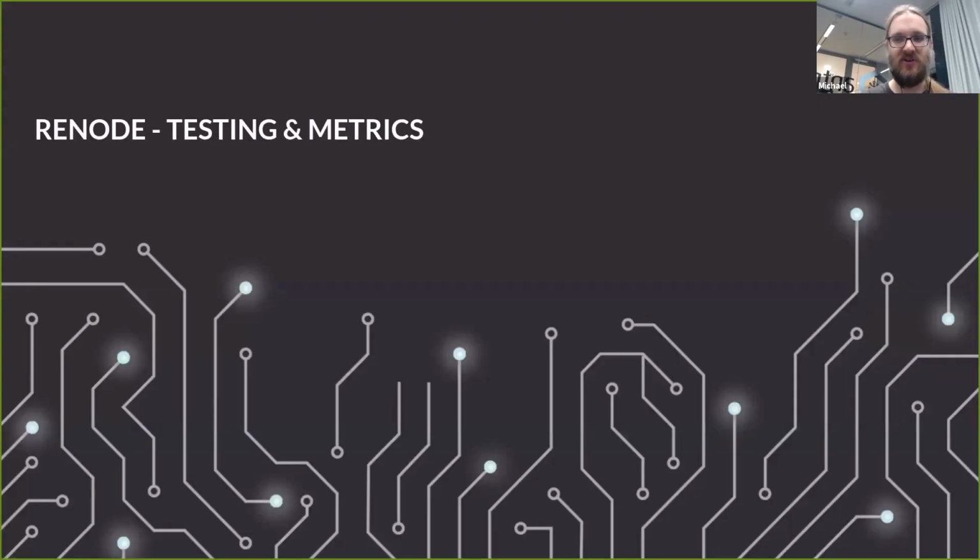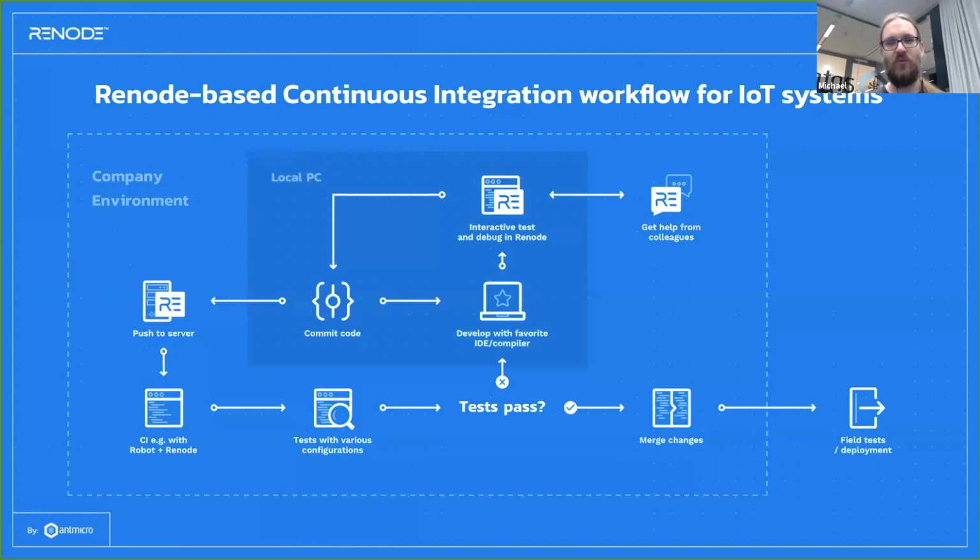All right, so going forward to testing and metrics. This is the way we imagine Renode should be used. There's a local PC context that I mostly talked about before. You have your computer, you run Renode, you interactively debug your code, and perhaps test it every commit. But then you have this broader company environment, and there you have a server, more tests, you have colleagues that you're collaborating with, and you can do that very nicely and repeatedly.